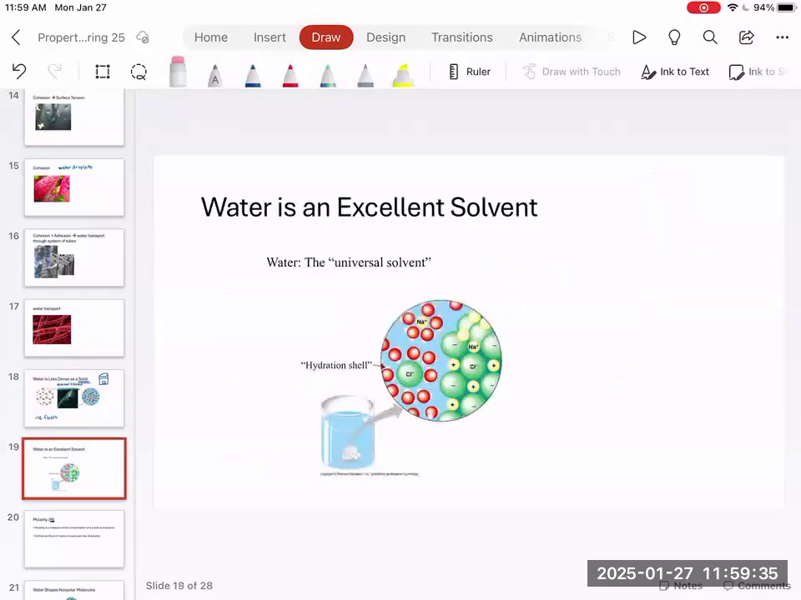Okay, property number 4. Water is an excellent solvent. Sorry, this keeps popping up on my screen here. In fact, water is usually what's called the universal solvent. What do we mean by solvent?